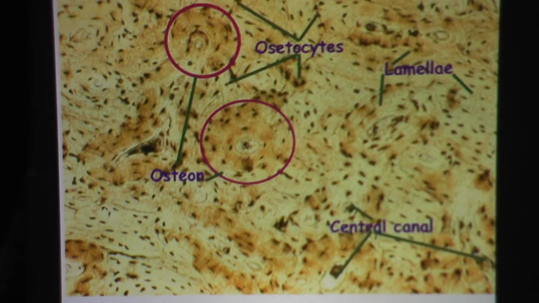Okay, let's go to another slide. Here's another picture of compact bone. Even in this slide, it might be a little confusing, but this is an osteon. That's another osteon. And in the middle of the osteon is the central canal. So this osteon is running into and out of the screen.